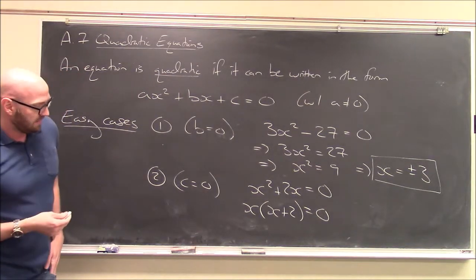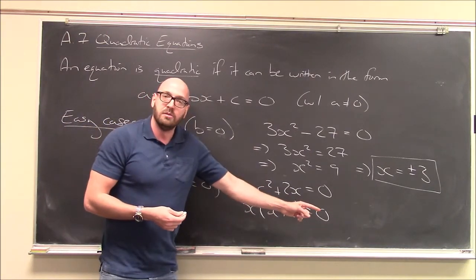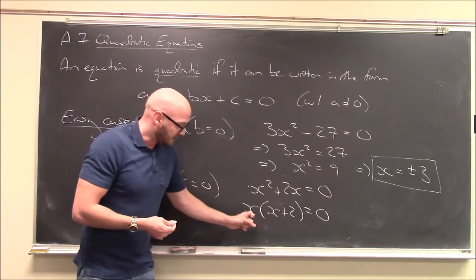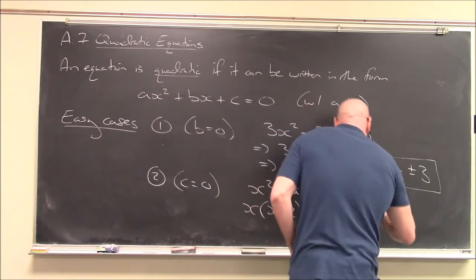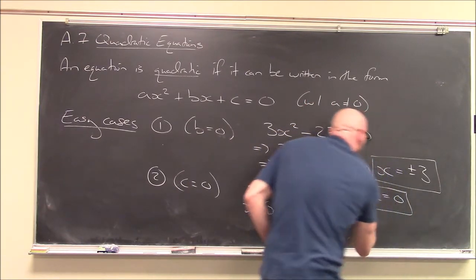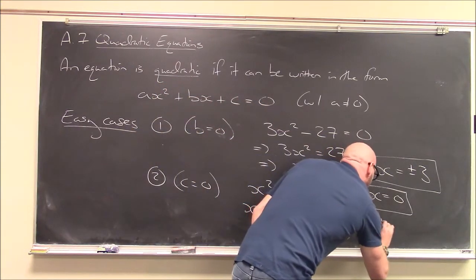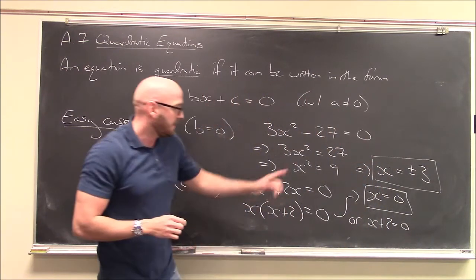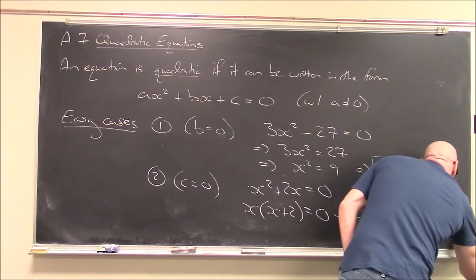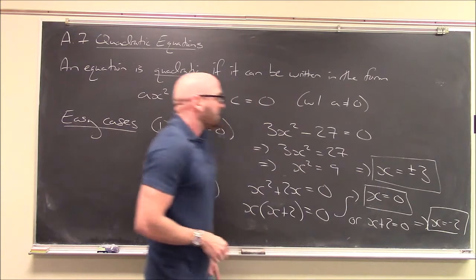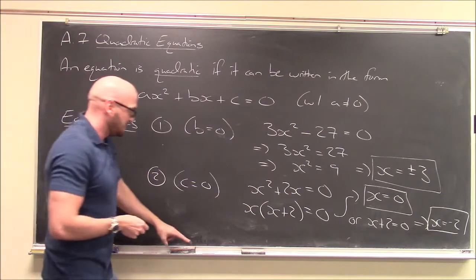In this case, you'll recall this property of real numbers we had. If the product of two numbers is 0, then at least one of those numbers must be 0 as well. So either x is 0 or x plus 2 is 0. This means either x is 0, there's one solution, or x plus 2 is 0, and that means x is minus 2, isolating x again. So both of those are the two easy cases. If you have a quadratic equation where b or c is 0, then you're in pretty good shape.